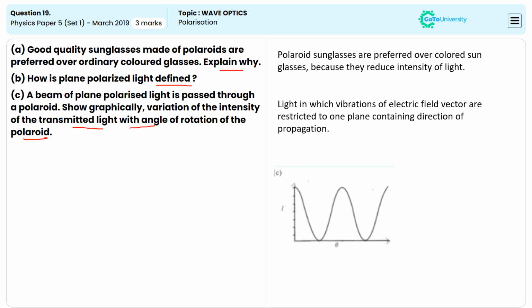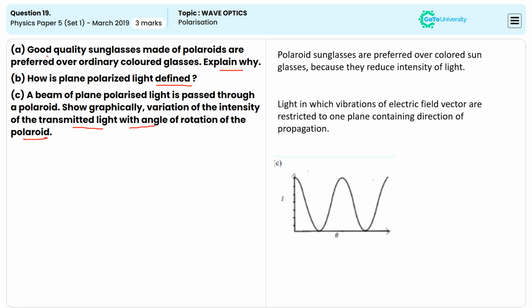And the third one is this graph. You can see the intensity of the transmitted light with the angle of rotation of the polaroid. The y-axis indicates the intensity of the transmitted light and the x-axis is the angle of rotation.